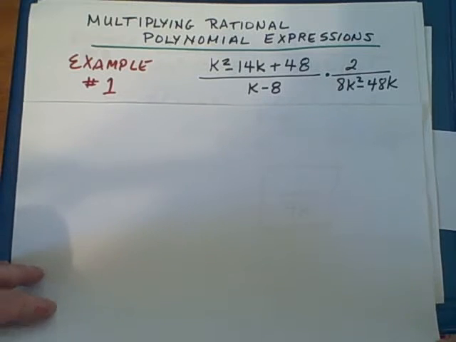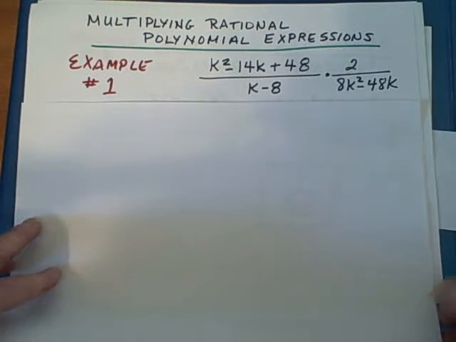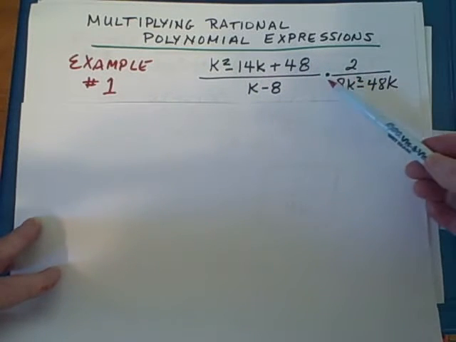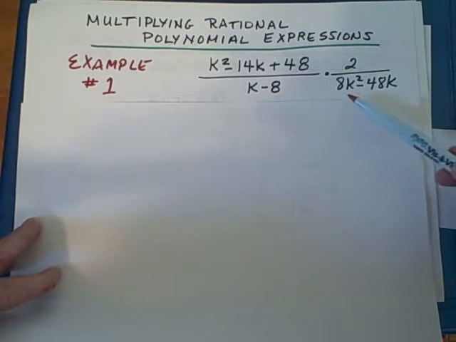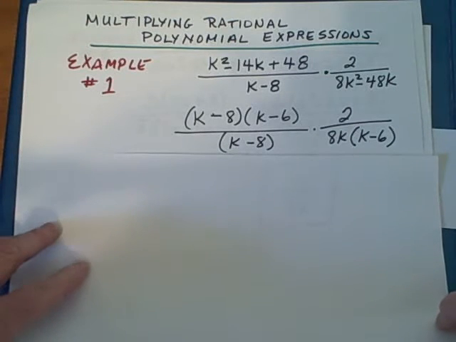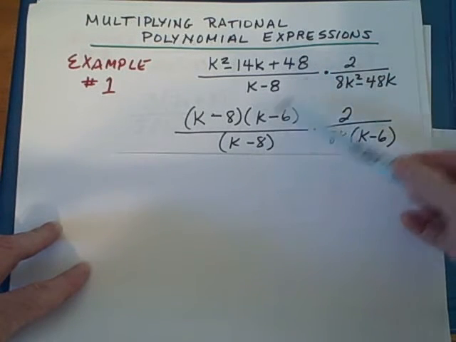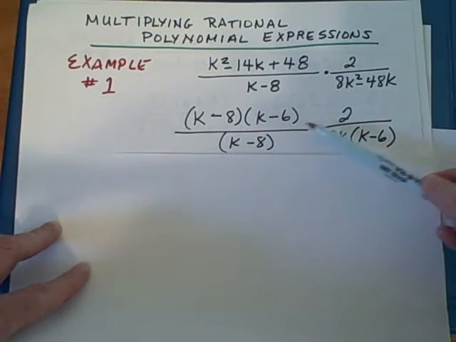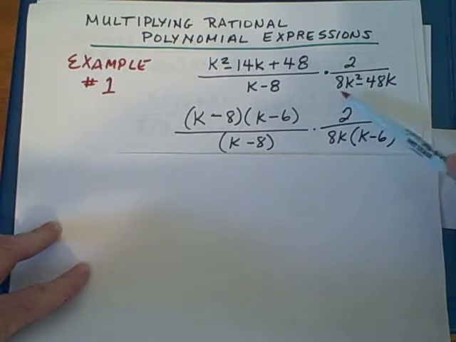We're going to have k squared minus 14k plus 48 divided by k minus 8. So this is one expression, multiplied by a second expression, 2 divided by 8k squared minus 48k. Of course, as usual, what we're going to do first is factor. So we factored these out. The numerator here factors into k minus 8 times k minus 6 over k divided by k minus 8 times 2. And then we factor out an 8k from here, and we get 8k over k times k minus 6.